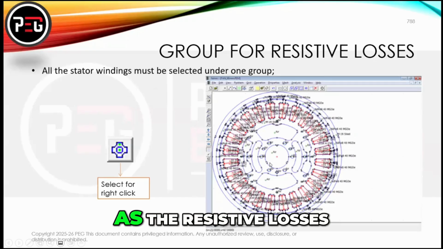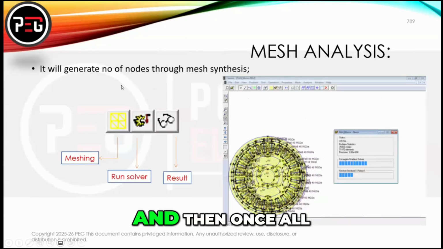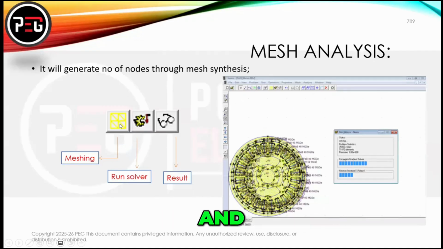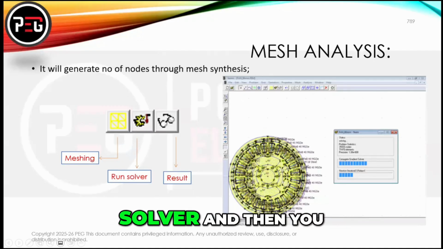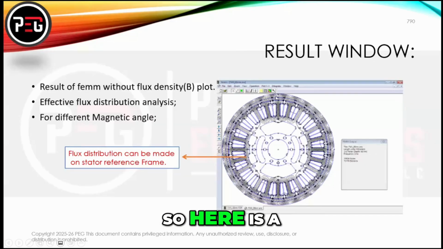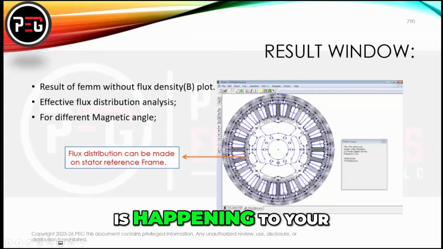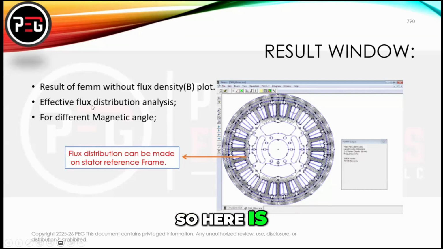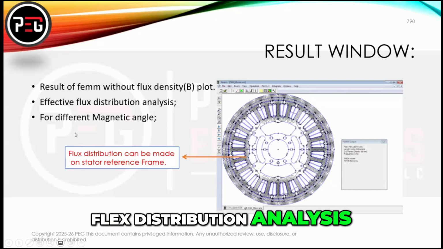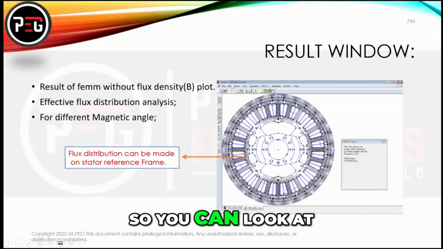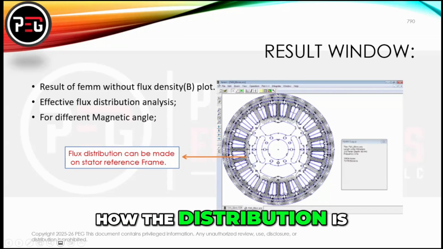So that is defined as the resistive losses. And then once all that is done, you can do the meshing. And once the meshing is done, you can run the solver and then you can see the result. So here is a result window. You can see what is happening. So here is flux distribution analysis, right? So you can look at how the distribution is.